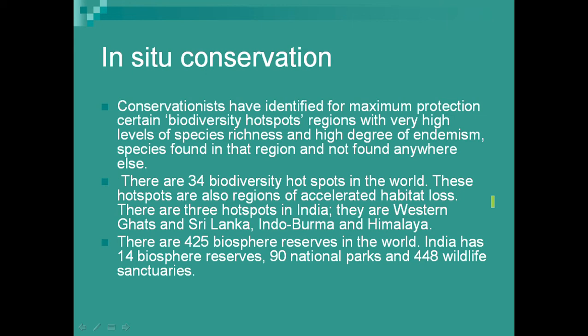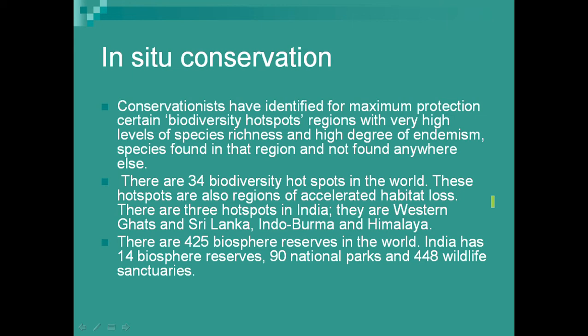There are 34 biodiversity hotspots in the world, and these hotspots are also regions of accelerated habitat loss. There are three hotspots in India, and they are Western Ghats and Sri Lanka, Indo-Burma and Himalaya. And there are 425 biosphere reserves in the world.